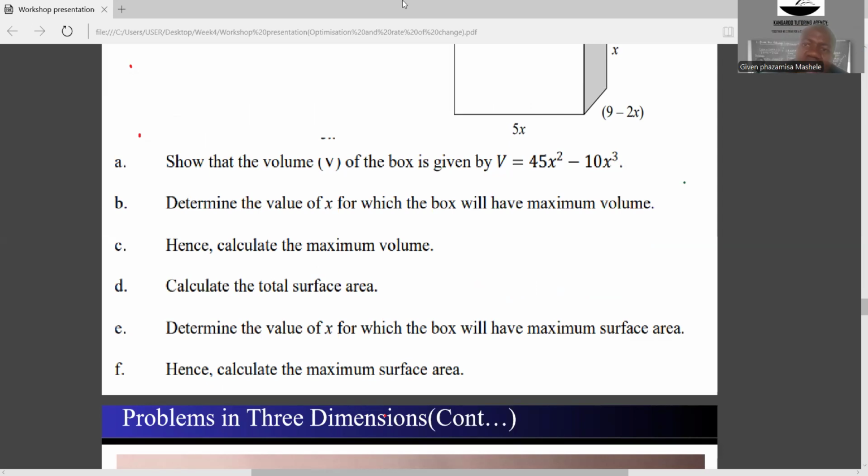Guys, I want you to go through this question on your own. You get the total surface area in terms of x. And you also determine the value of x that will maximize that total surface area. And you also determine that total surface area. Then we'll do the correction in the next section, part 2. I'll address that.